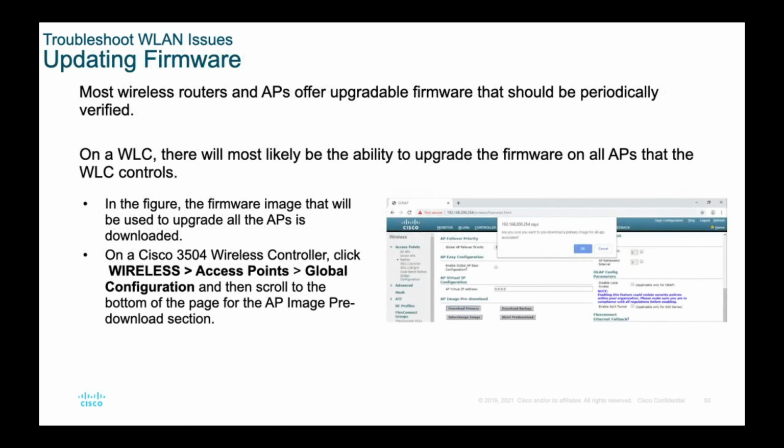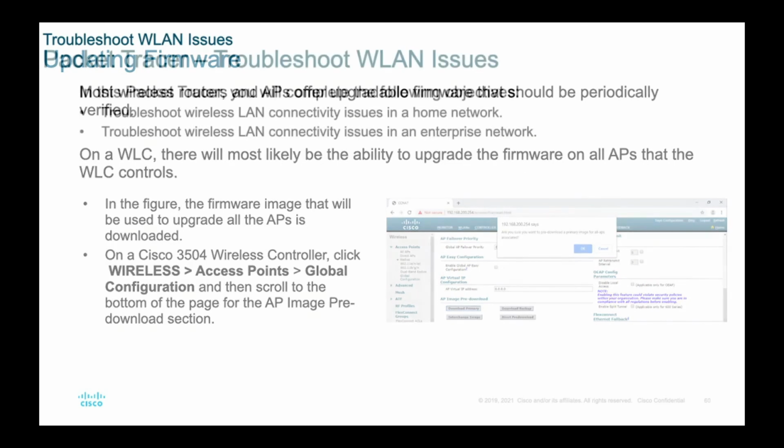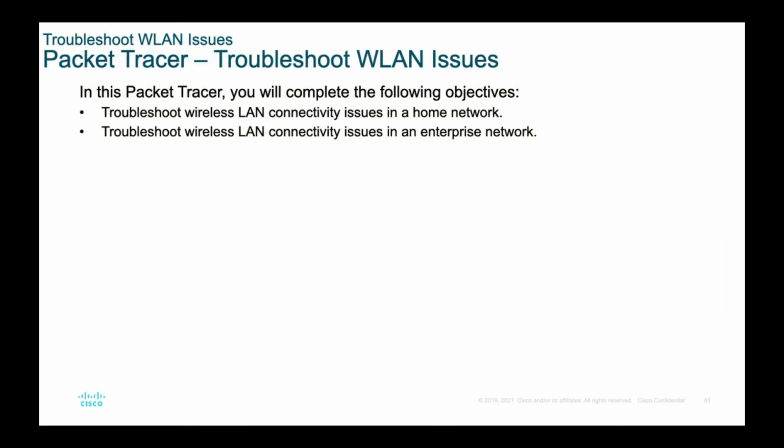Sometimes you need to update the firmware. If you are using very old firmware, then there are improvements that increase the speed in the standard, but you don't need to use new hardware. We just need to upgrade the firmware. So this is how to upgrade the firmware. And there is a Packet Tracer activity, troubleshoot WLAN issue. We are going to do this week.